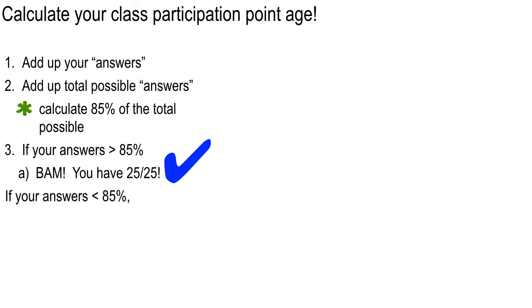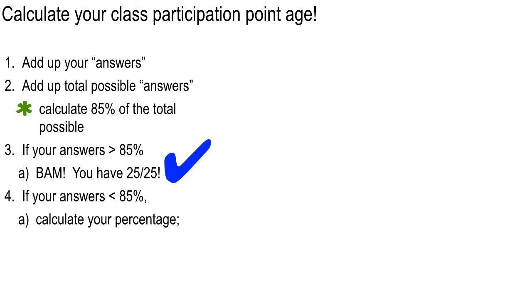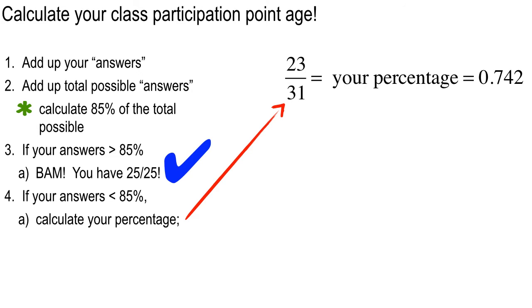Now, if you're below that level, so for instance, if you're below 27 or below 24 for Sections 1 and 2, respectively, then you have to work out the proportion. It's not that bodacious. Let's work it out. The first thing you do is calculate your percentage. So for the morning section student, that adds up to 23 out of 31. And that percentage is 0.742, 74.2%. And that's less than 85%. So this is an example of where you have to use proportionality.